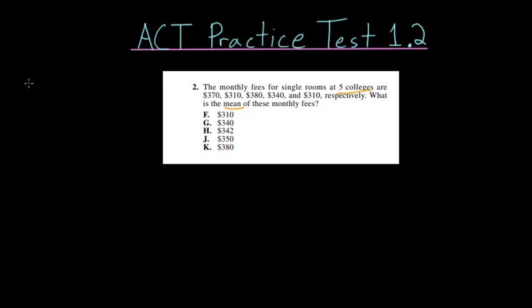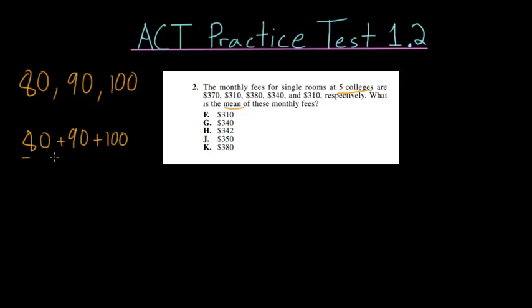Let's say we took 3 tests and that we got an 80 on the first, a 90 on the second, and 100 on the third, and we want to know what's the mean of those test scores, or in other words, what's the average of these test scores. So the way to actually calculate it is very straightforward. You just add the numbers together and you divide by the total number of things that you're adding together.